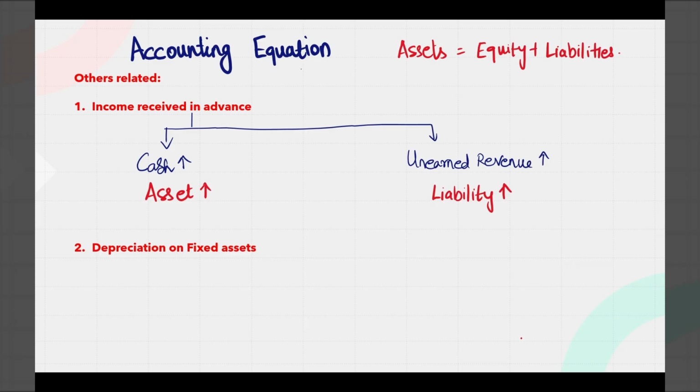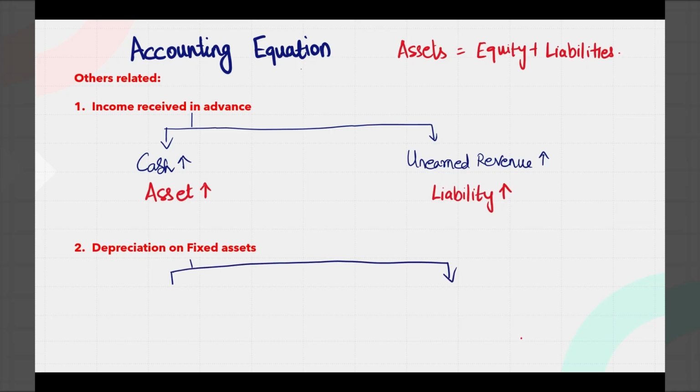The next transaction is depreciation on fixed assets. In short, let me explain what this is. Depreciation is nothing but reduction in the value of the fixed assets. So, if a fixed asset's useful life is 10 years, the cost of the fixed asset is distributed over the useful life of the asset. So, this we charge in the profit and loss account as depreciation. So, this depreciation is an expense.